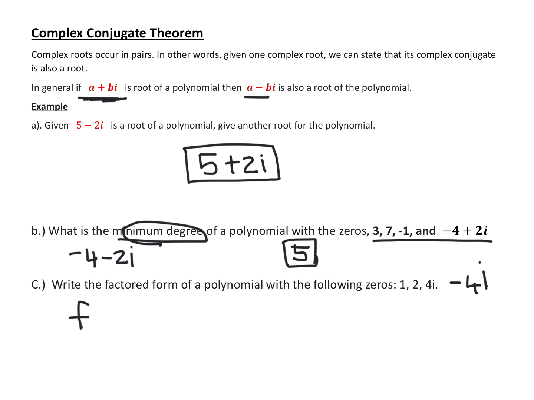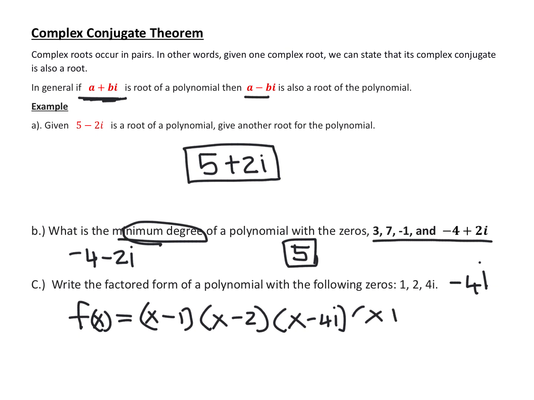So this is going to be f of x is equal to x minus 1, x minus 2, and the other one is going to be x minus 4i, and x plus 4i.